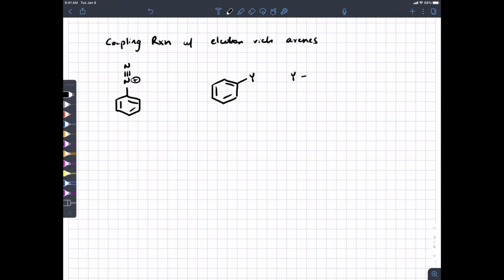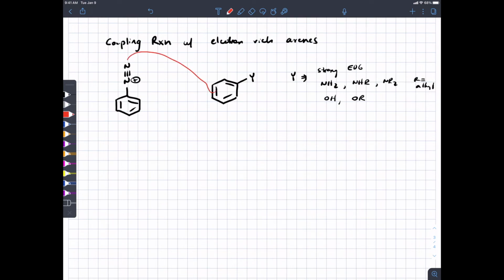And Y here needs to be a strong electron donating group, such as NH2 or NHR or NR2, where R equals alkyl. It could also be OH or OR. And what happens is para substitution is preferred, presumably. Well, actually, I don't know that. So we're going to show the para products, but the ortho products would probably also be reasonable.